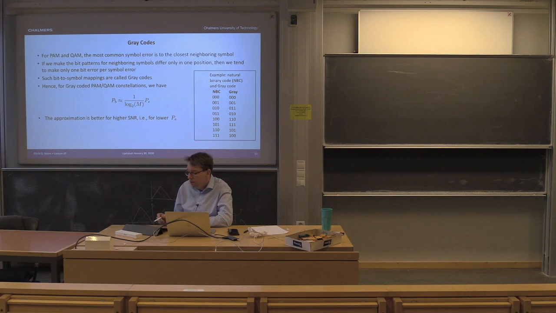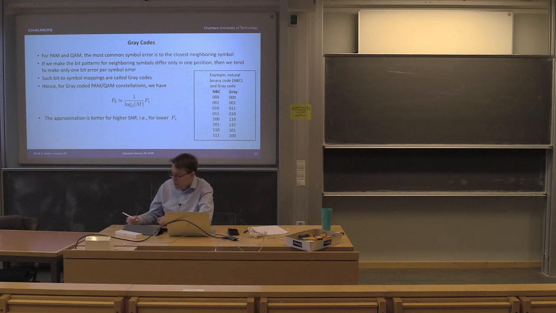And what is a gray code? A gray code is a code where the bit patterns corresponding to adjacent symbols only differ in one position. It's probably easiest to look at this. Suppose we have a signaling point that we label with 000. The next point we label with 001. They differ in one bit position, right?